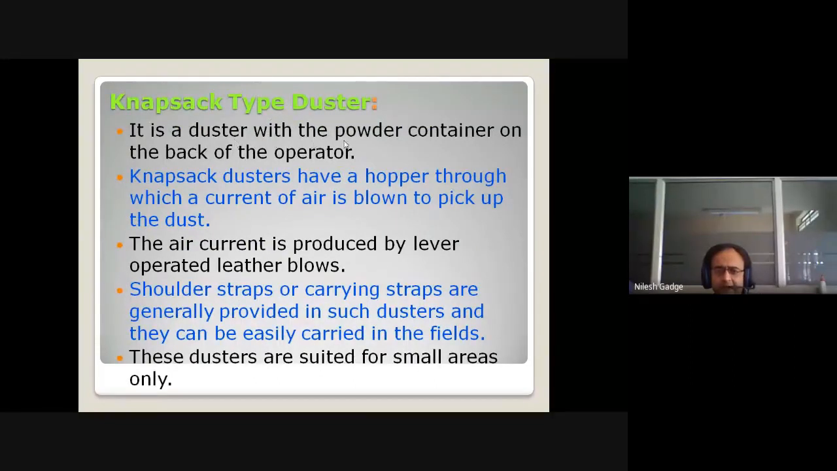It is a duster with the powder container on the back of the operator. Knapsack duster has a hopper through which a current of air is blown to pick up the dust. The air current is produced by lever operated leather bellows. Shoulder straps or carrying straps are generally provided in such dusters and they can be easily carried in the fields. These dusters are suited for small areas.